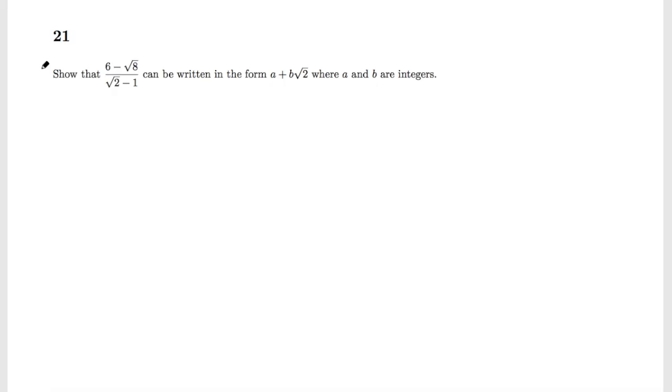can be written in the form a plus b square root of 2, where a and b are integers. Okay. I'm not sure if this is a new topic in this year's GCSEs or not, but when you see a square root or a radical sign on the denominator, you know you need to use conjugates. And if you have not done conjugates before, look that word up and do some practice on this topic.